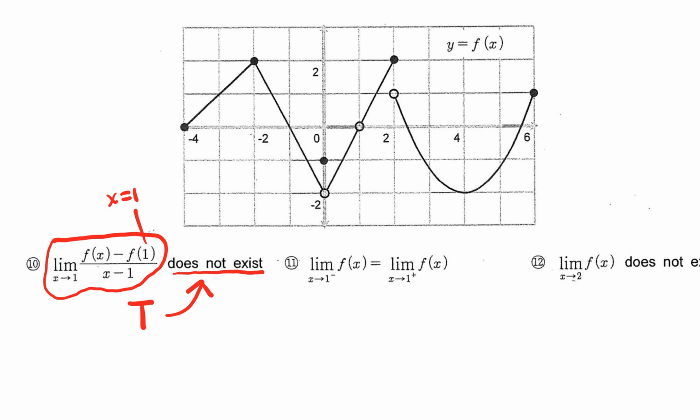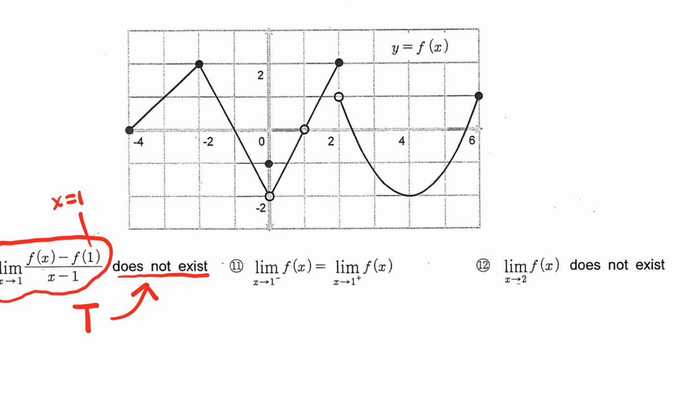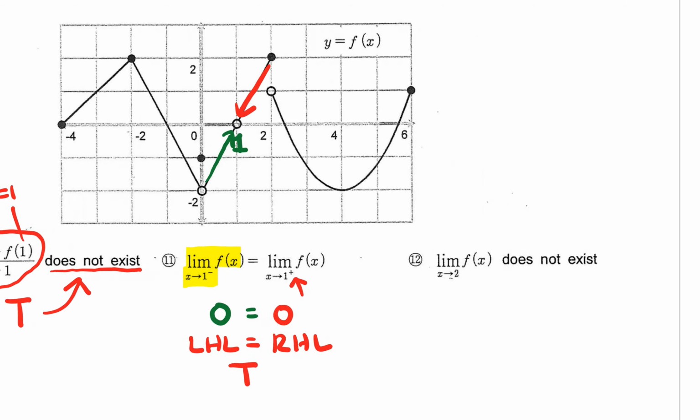Great. Let's move on to letter number 11 here. So I have the limit as x approaches 1 from the left. So here is 1. If I approach 1 from the left-hand side, the height that I approach is going to be 0. And if I approach 1 from the right-hand side, I also reach a height of 0. So the left-hand limit equals the right-hand limit. So for question number 11, this is going to be true, right? And that's because the left-hand limit equals the right-hand limit. Perfect. Okay, let's move on to the next one here.